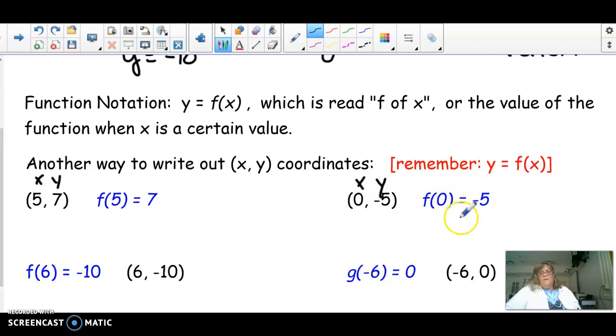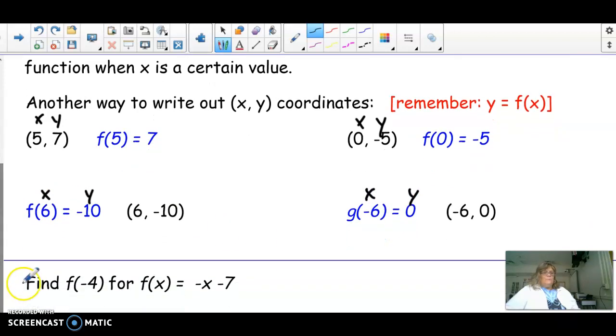If we're asked to take function notation and write it in coordinate form, this is our x value, this is our y value, so our ordered pair would be 6, negative 10. Same thing holds true here, negative 6, 0 is our y value.